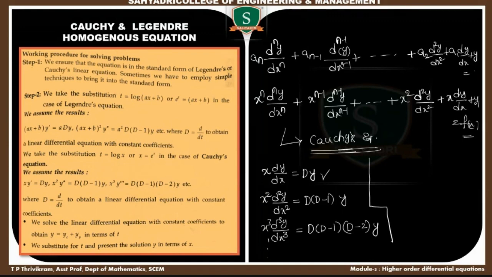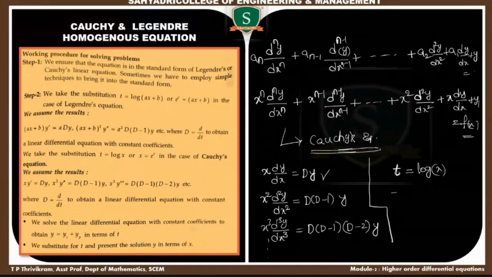So that variable I am taking as t is equal to log x, which implies x must be how much? If you take the anti-log, you'll get e^t. So these are the assumptions we have to go through.